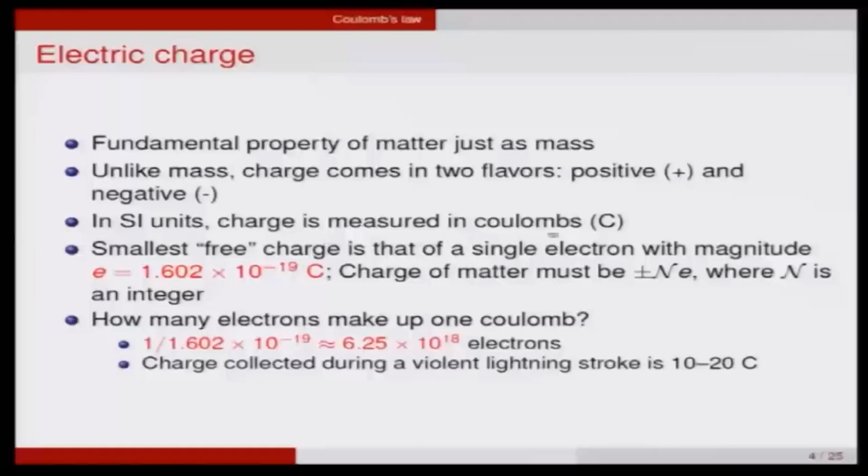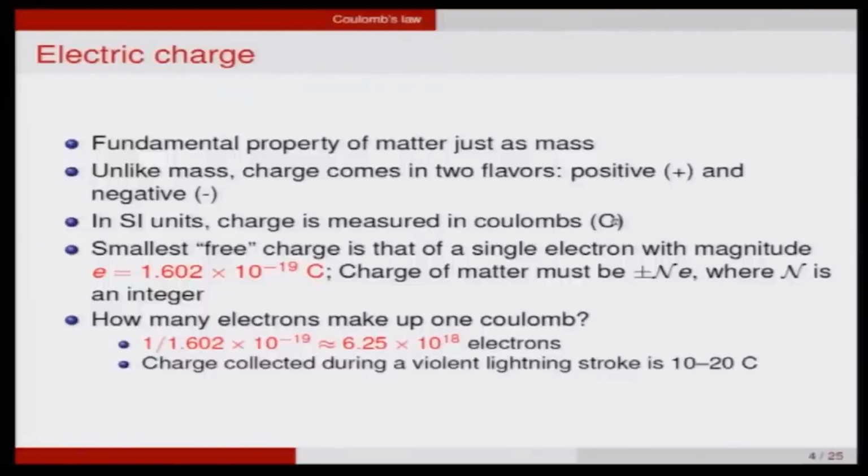How do we measure charge? We measure charge in the SI units of coulombs. Okay. This is the same Coulomb who gave us the force law between the two charges, and we honor him by measuring charge in terms of coulombs.